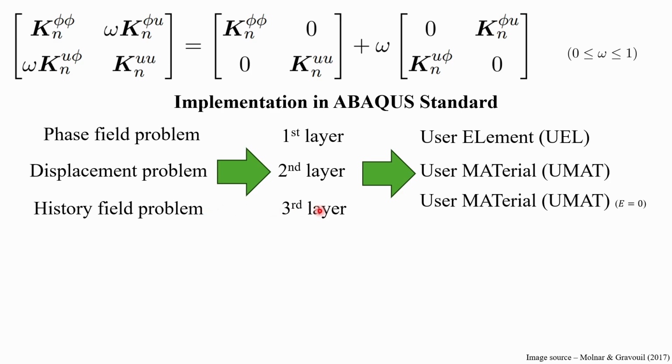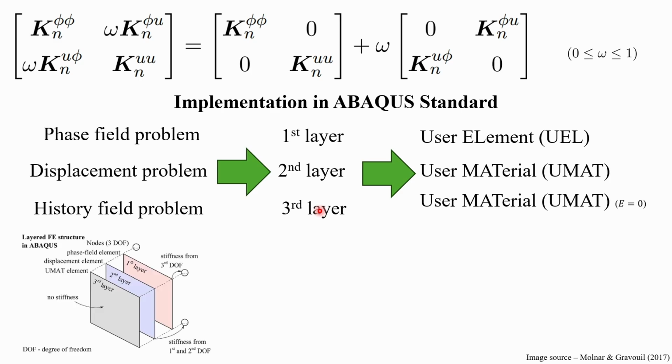So if I show a diagram, you will be able to understand it better. So look at this diagram. This is a diagram taken from this paper. If you want, you can go and look into it. This is the first layer. Your first layer is the phase field layer. The second layer is the displacement layer. And the third layer with negligible stiffness is the UMAT layer. Okay. So this is how the 3-layer sandwich model works.